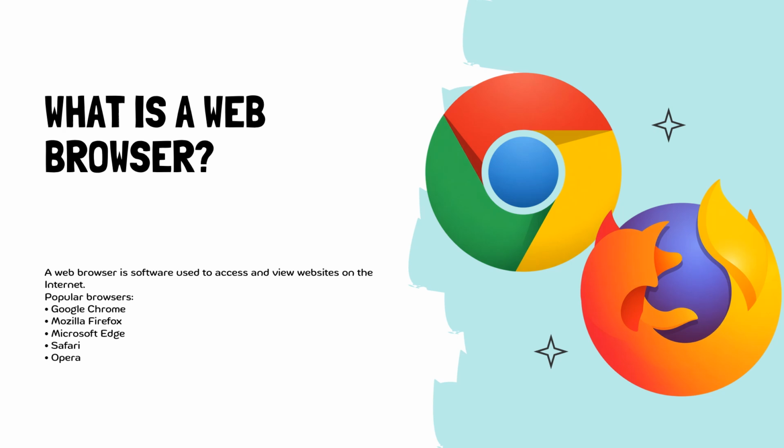Now, if websites are on the web, how do we access them? You're correct, with the use of a web browser. Look at the examples on your screen. We have Google Chrome, Mozilla Firefox, Microsoft Edge, Safari, and Opera. I'm sure you have already seen or used at least one of these.